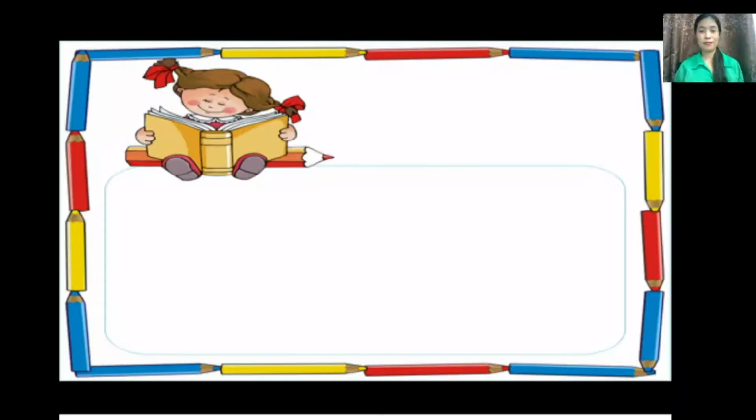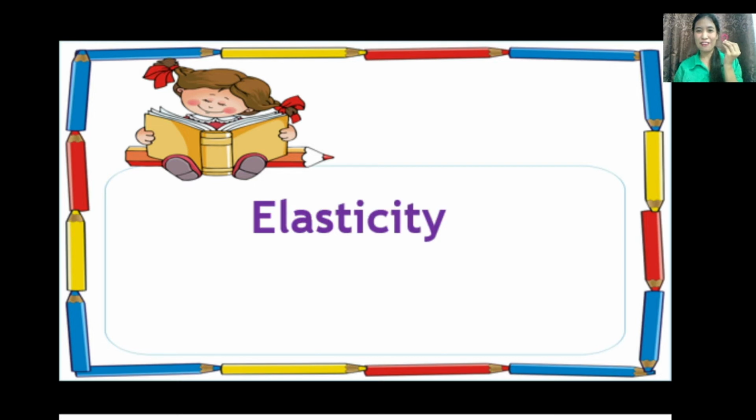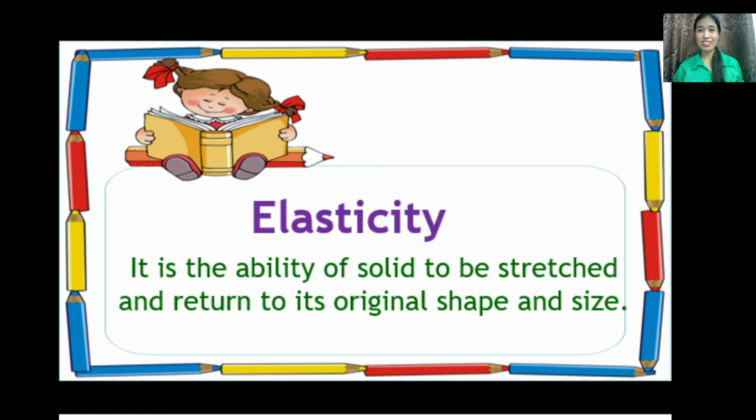But when I remove the pressure, what happened with this rubber? It returned to its original shape and length. So that is another characteristic of solid. How about the characteristic of this rubber? Okay, it exhibits elasticity. Everybody say elasticity. So how will we describe elasticity? Elasticity is the ability of solid to be stretched and return to its original size and shape.